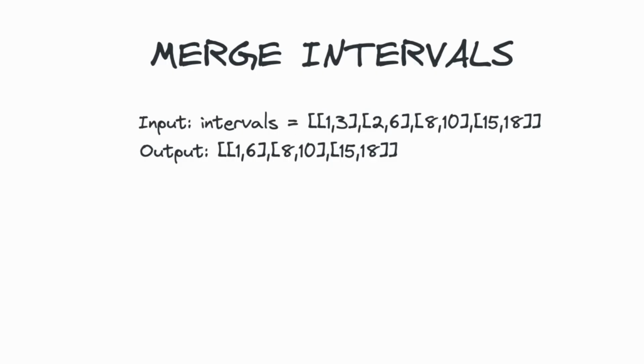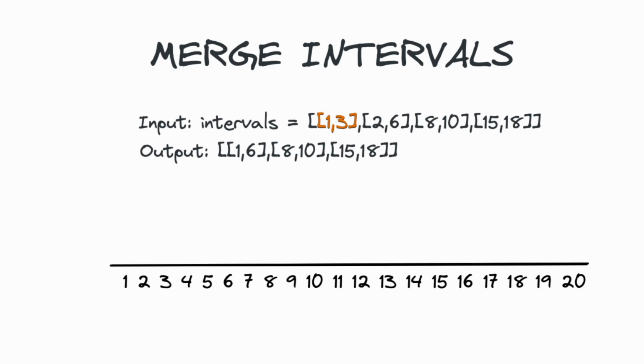So we're given this input with 4 intervals, and we see that in the output, the last 2 intervals are exactly the same as the input. But the first 2 intervals are converted into one interval because they have an overlap. It's a lot easier to visualize the overlap if you see it on a graph.